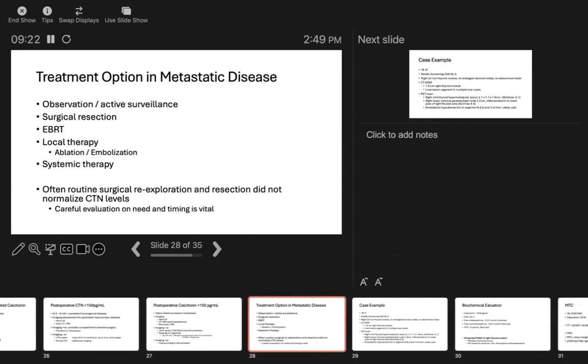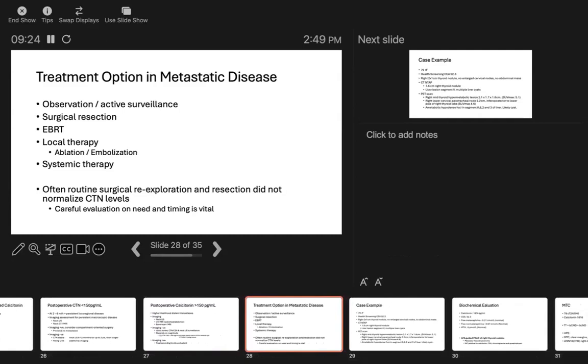As for treatment options, don't forget there is still a possibility of observation in metastatic disease, that is active surveillance. You can, of course, plan for surgical resection. There's an option of radiotherapy, local therapy if it's very small, like ablation or embolization, or systemic therapy.